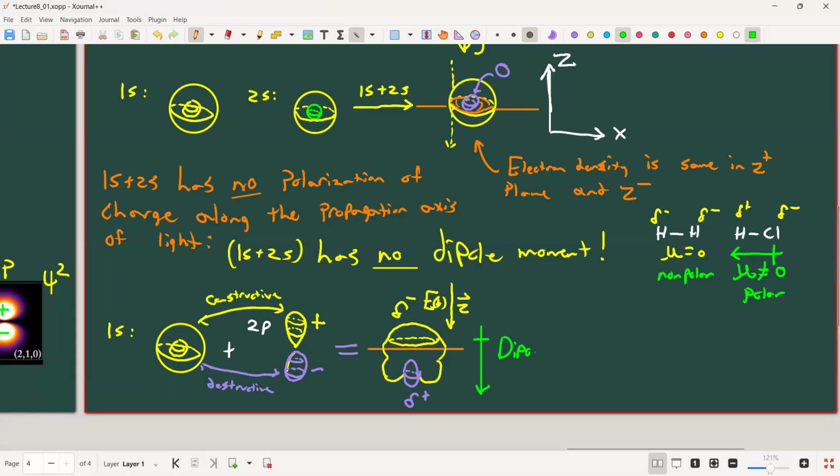We've polarized the system, which means that we've moved the electrons in an asymmetric way, which means that the dipole mu for this 1s plus 2p is not equal to 0. It's non-zero. Very interesting. So the difference between these two constructions is that one has a dipole and the other one doesn't.